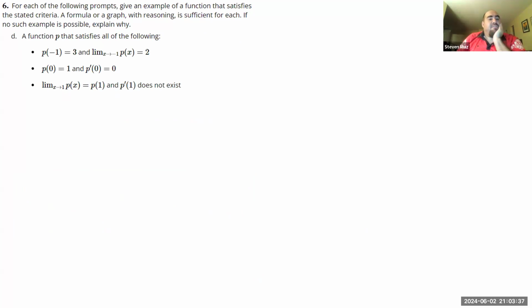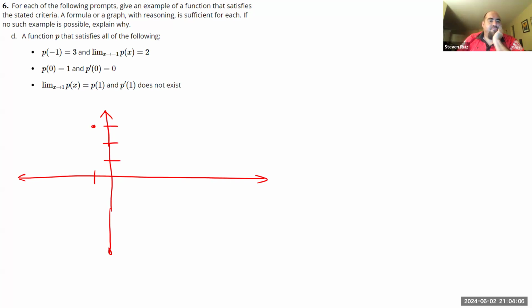And finally, part D, you want a function that satisfies all of these. So let's handle it one bullet at a time. We have that p of -1 equals 3. So let's be optimistic and assume that this can be done, and we'll just start doing it. So p of -1 equals 3. So -1, 1, 2, 3. The limit as x approaches -1 of p of x is 2.